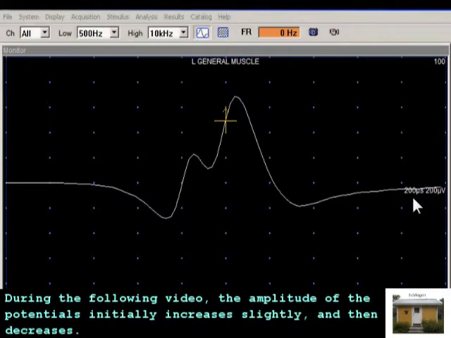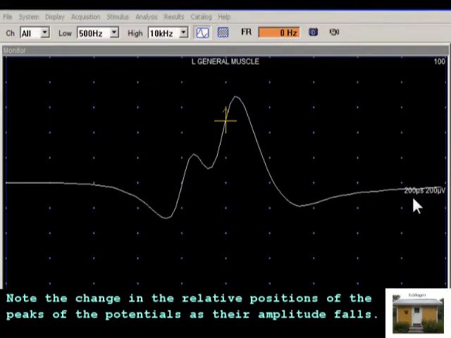During the following video, the amplitude of the potentials initially increases slightly and then decreases. Note the change in the relative positions of the peaks of the potentials as their amplitude falls.